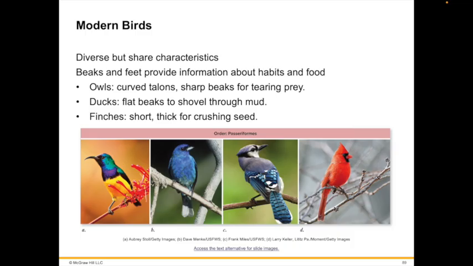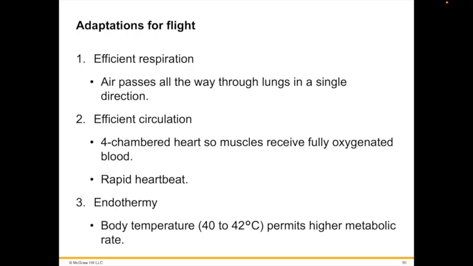So modern birds are diverse but share several characteristics. Today, birds in Class Aves are as diverse as reptiles, with more than 10,000 species, more than half of which occur in the order Passeriformes. Owls have curved talons and sharp beaks for tearing prey. Ducks have flat beaks to shovel through mud, and finches have short, thick beaks for crushing seed. Adaptations for flight include efficient respiration, efficient circulation with a rapid heartbeat, and then endothermy.